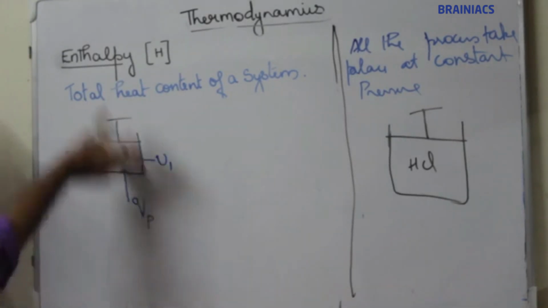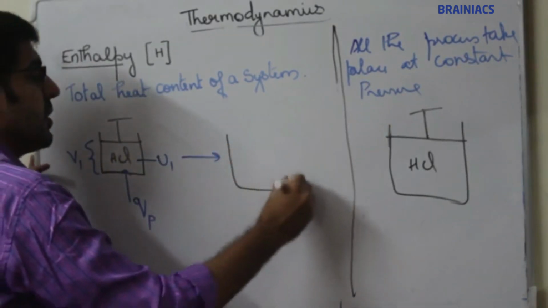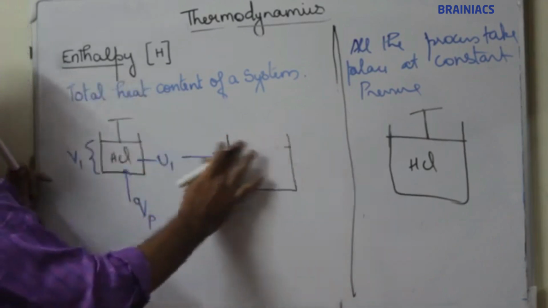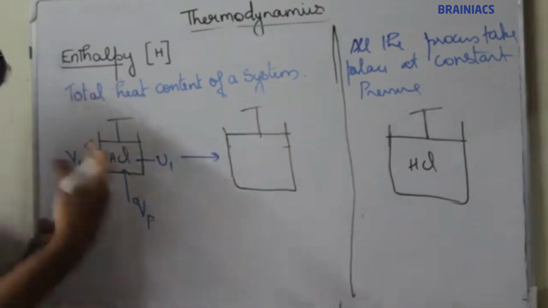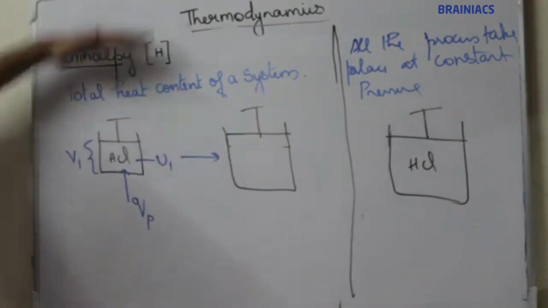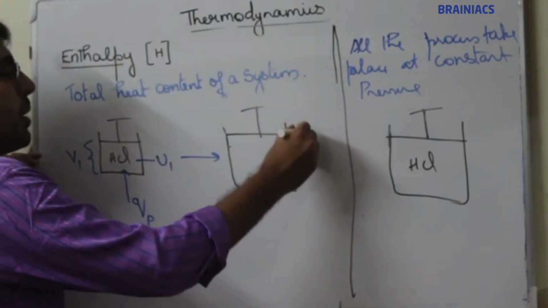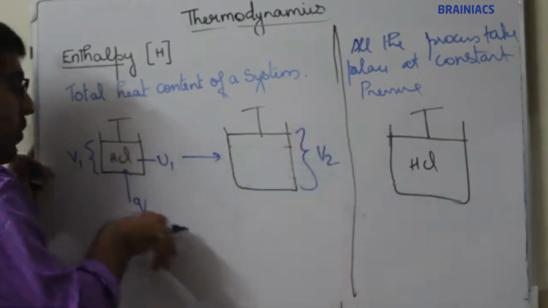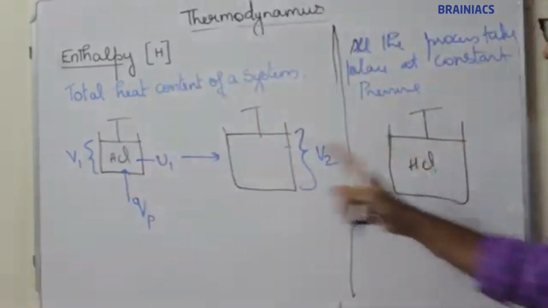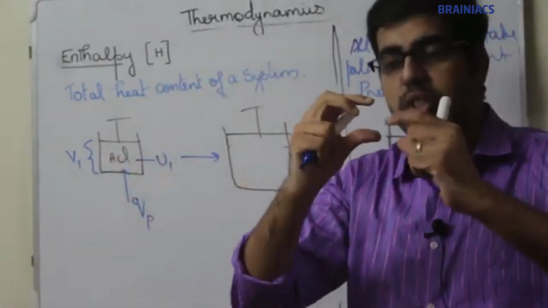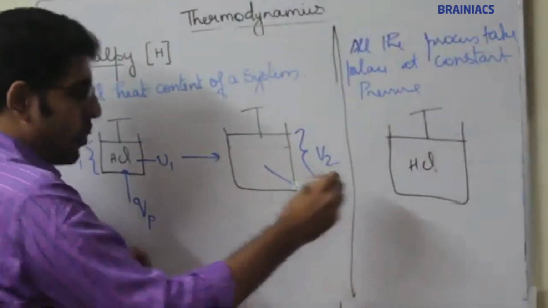So when we supply heat energy, what happens? The volume will change. By absorbing heat energy, the piston may move upwards. Suppose the piston moves upwards; let the new volume be V2. And when HCl molecules absorb heat energy, their rotational, vibrational and translational motion increases. So internal energy increases to U2.